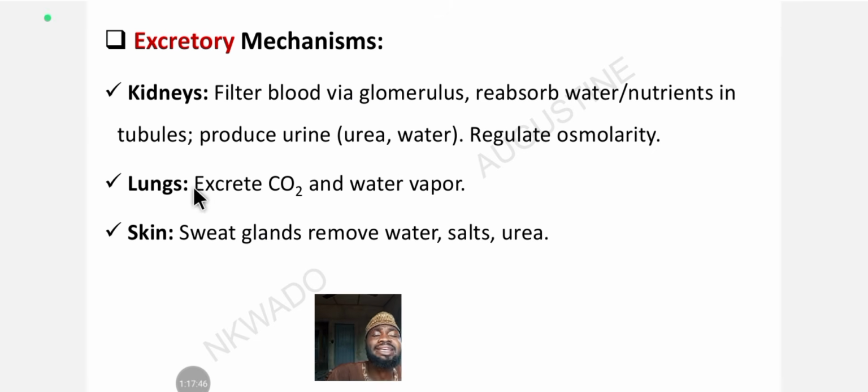Now let's look at the excretory mechanism of the lungs. Okay. The lungs take in oxygen and excrete carbon dioxide as a waste byproduct, and also water vapor. Like I said before, the lung is not only a respiratory organ, it's also an excretory organ. The skin also helps us excrete through sweating. It helps us excrete water, and also mineral salts, and urea.